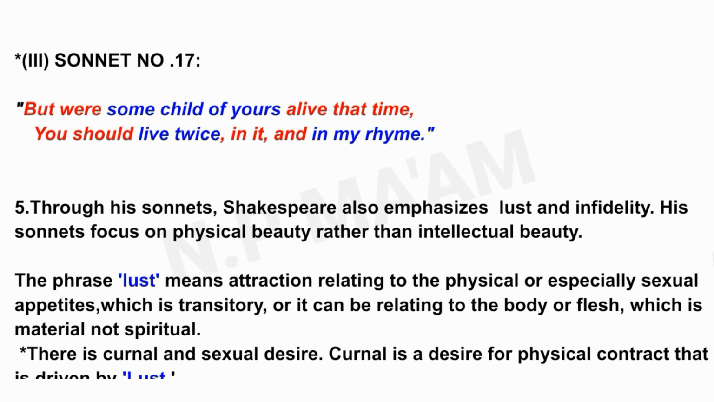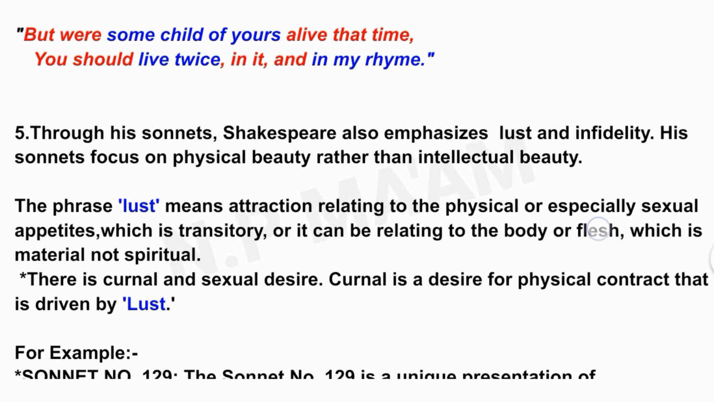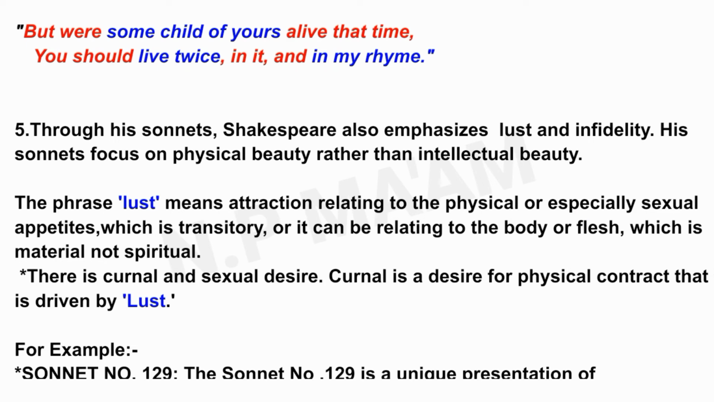Okay. If I go to sonnet number 17, there is a concluding line. Through this line, the poet wants to explain that the young youth should marry a woman and have a child, so that he may live forever, or live twice over, through his child and also through the verse.